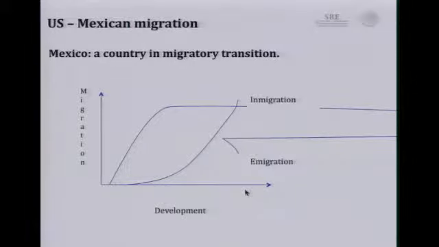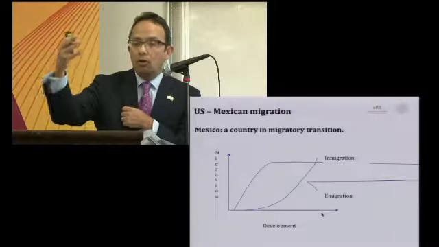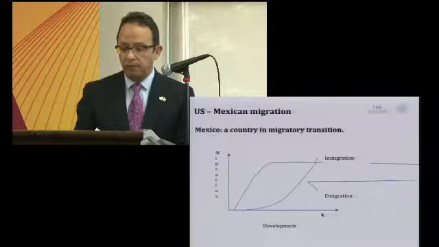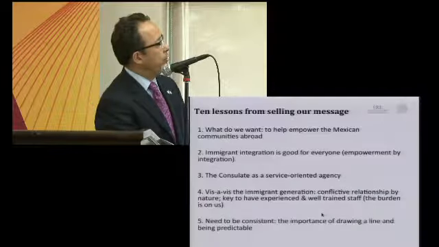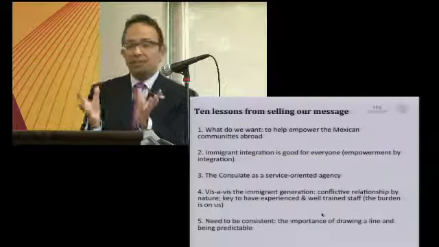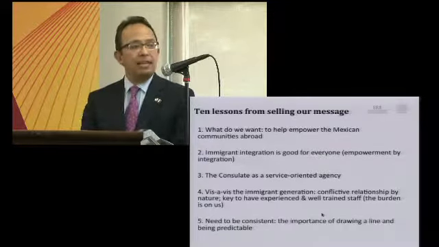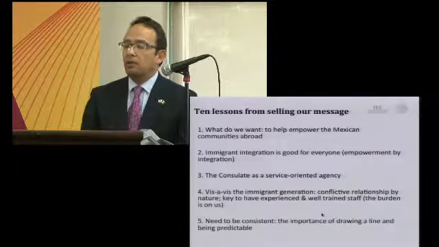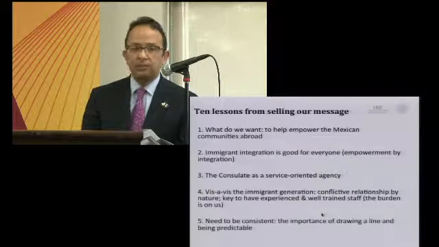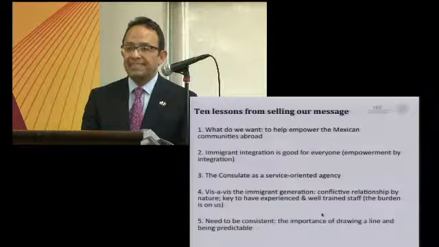We are a country in a migratory regime. Our migratory regime is in transition. The more we grow, the more we will be importing workers from other countries. And the fewer native workers will go abroad in order to serve in other economies. So, and I will finish with this. If things are changing, and if I'm at the center of public diplomacy, I think that it would be worthwhile to finish my chat sharing with you 10 lessons from selling our message.